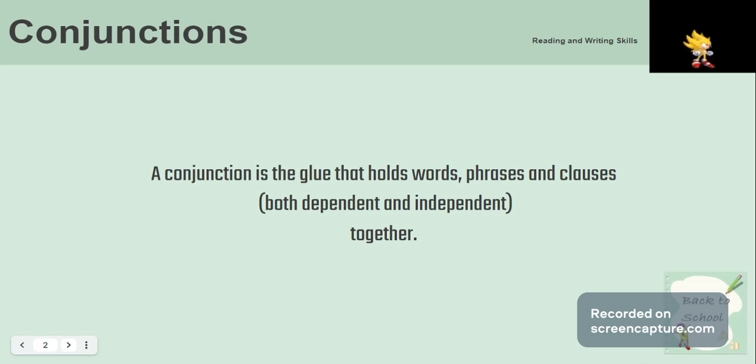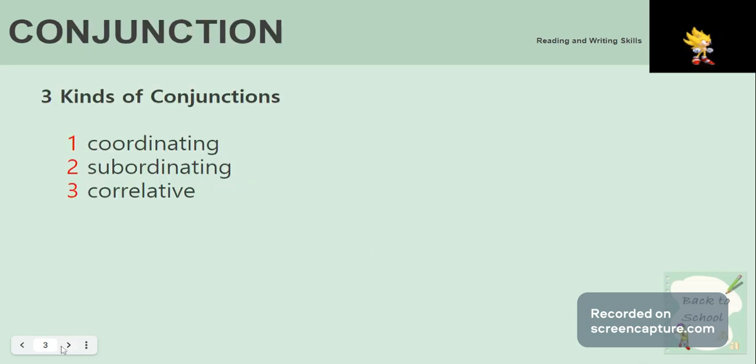Once again, conjunctions. These are the words you use to connect, to glue words together. It's either dependent and independent, to make things understandable and clear, to make things readable. Okay? Next one. So if you're talking about conjunctions, we have here three conjunctions. The first one is coordinating, the second one is subordinating, and the third one is correlative. There are no other conjunctions aside from these three. So what are these three?